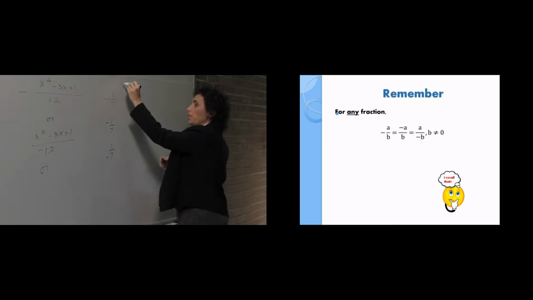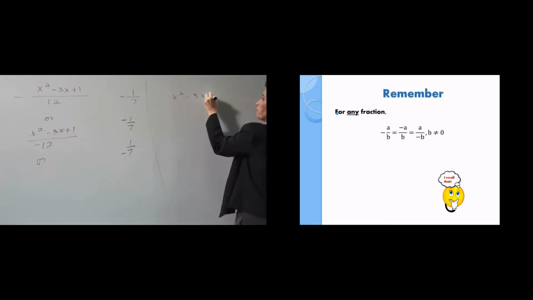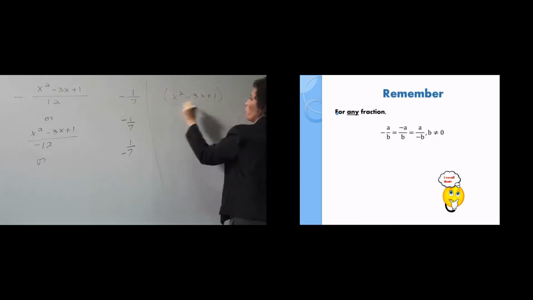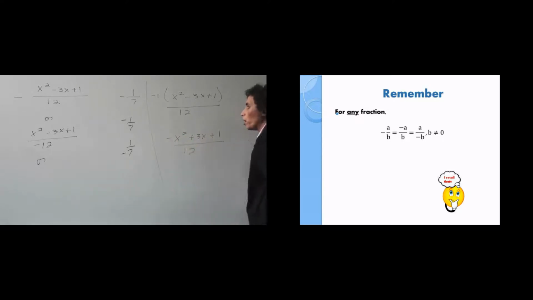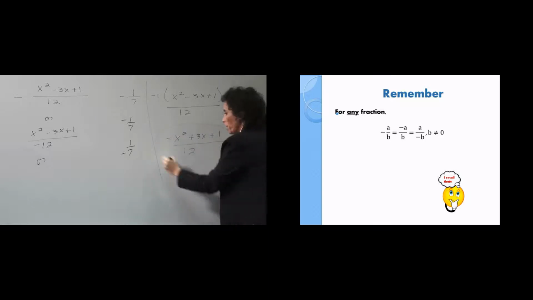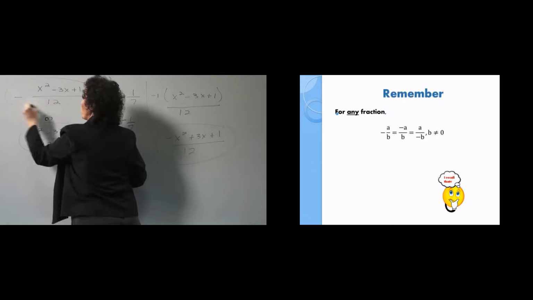And I'm going to do the top here, because if I put it on the top, it's actually this whole thing multiplied by negative 1 over 12. So it becomes negative x squared plus 3x plus 1 all over 12. So that's 1, 2, 3 ways you can write your fraction.